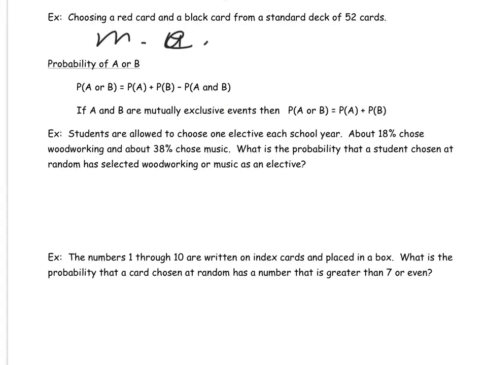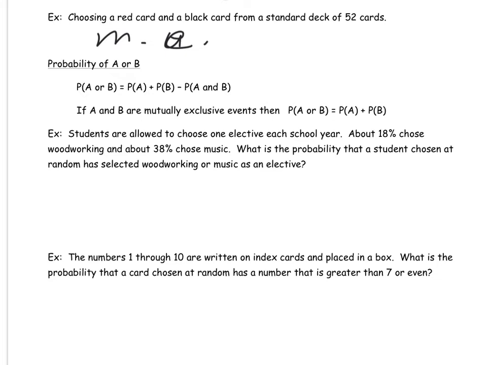Now, we're still going to find probability. We're going to find probability of A or B. So we have P of A or B as P of A plus P of B minus P of A and B. So we take the probability of event A happening, add the probability of event B, and then subtract the probability of both of them happening at the same time. However, if they are mutually exclusive, then we can just add them together and not worry about subtracting the P of A and B because there won't be any P of A and B.